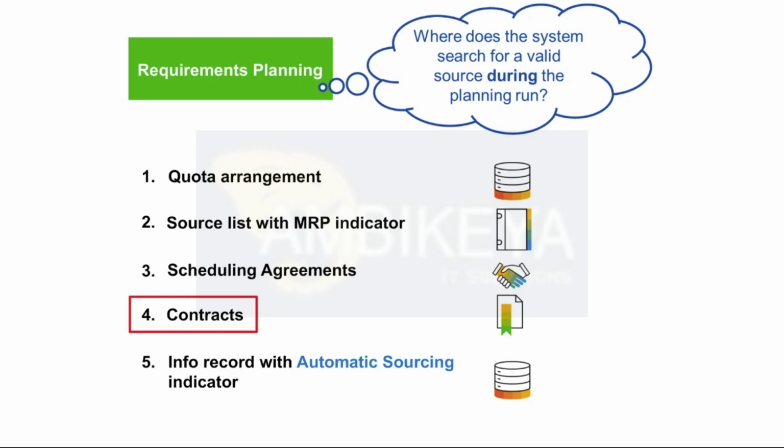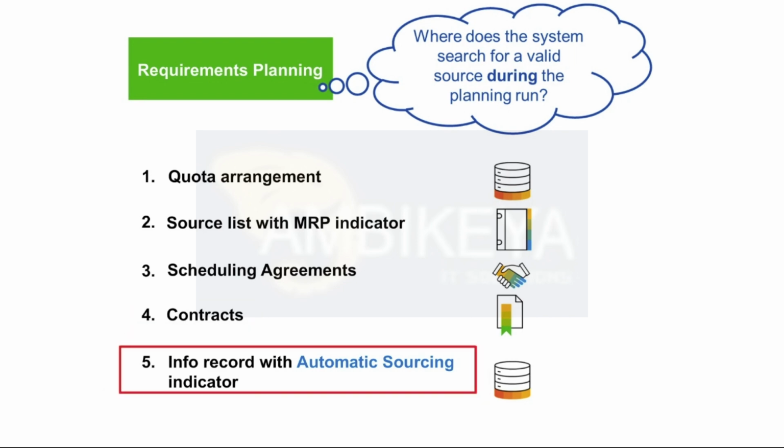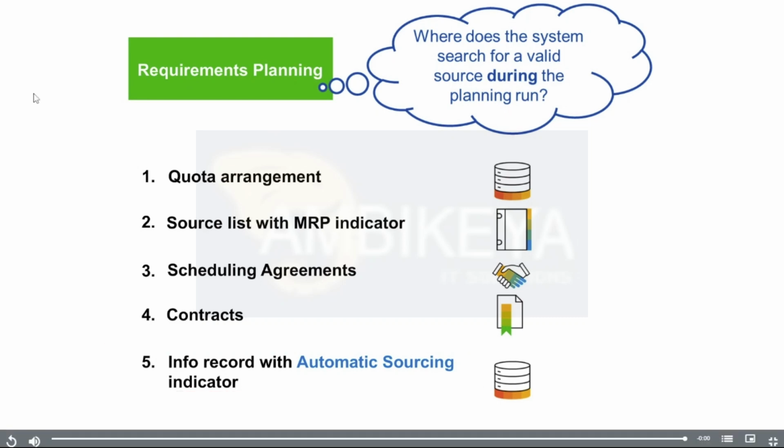2. Contracts. When sourcing determines a valid contract, MRP creates a purchase requisition assigned to this contract. 3. Info records, with the automatic sourcing indicator. If source determination does not determine a scheduling agreement or a contract, but a purchasing info record relevant for automatic sourcing, a purchase requisition assigned to this source is created.